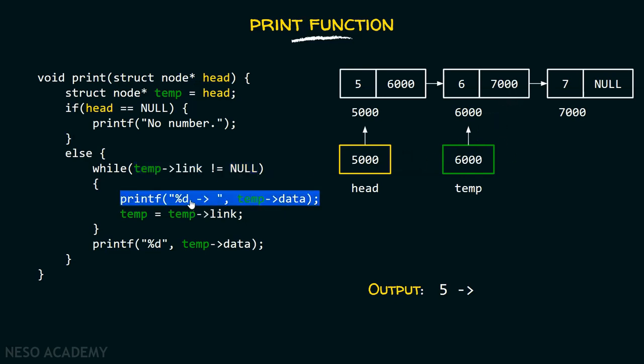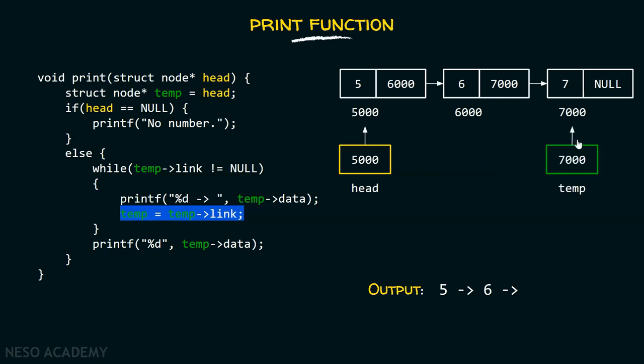So we'll get inside and we'll simply print this message again. Now this time temp data is 6. So 6 will get printed, and then after this the arrow will get printed, right? And then we will again increment our temp pointer so that it can point to the last node of the linked list. And now we will again check this condition: is temp link equal to null? Temp link is equal to null, right? This means that we'll get outside of this while loop and simply print the value 7.